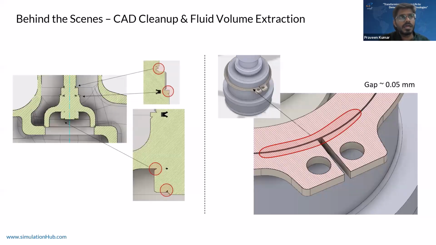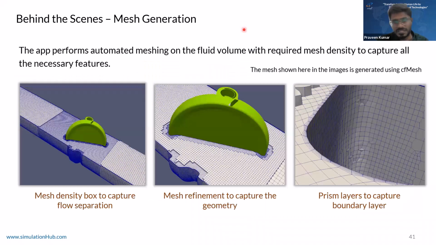So we have developed an autonomous algorithm which intelligently identifies the gaps and sharp corners which need some approximations. Some gaps need to be closed, some gaps need to be preserved. The algorithm identifies it automatically and does the CAD cleanup and fluid volume extraction autonomously. So the next step is mesh generation. As I mentioned, physics-based mesh generation or mesh refinement is required.